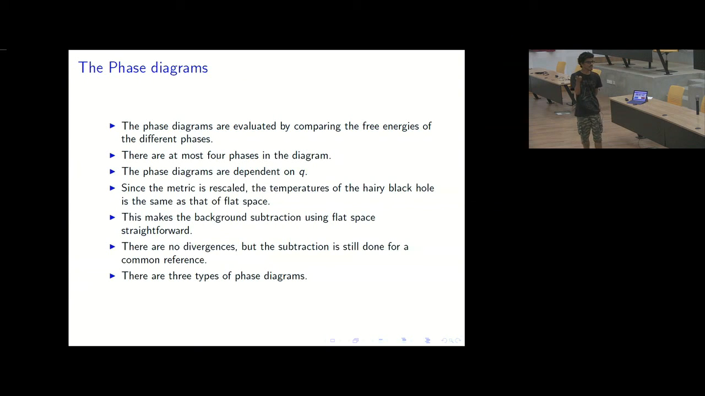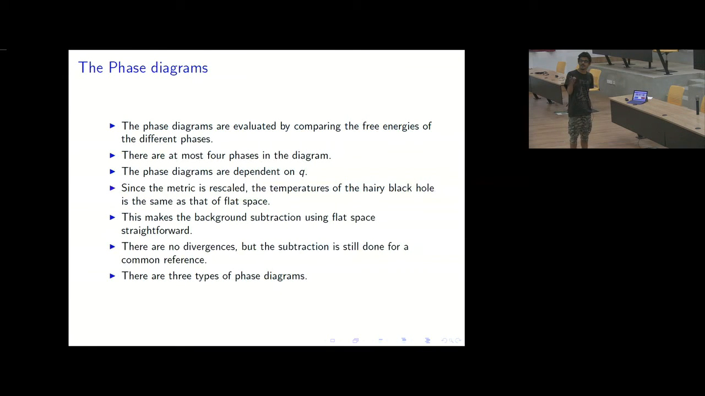So the metric is rescaled such that g_tt at r_B is 1. So the temperatures of the hairy black hole and flat space at r equals r_B are the same. The time circles are basically the same. So this makes the background subtraction using flat space very straightforward.